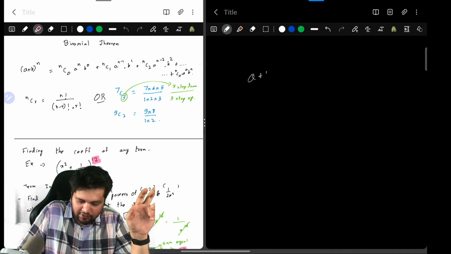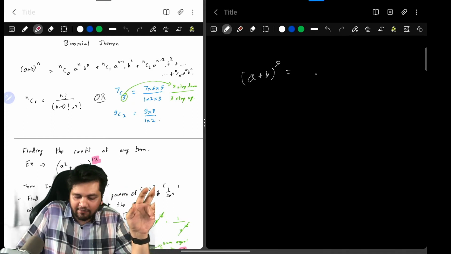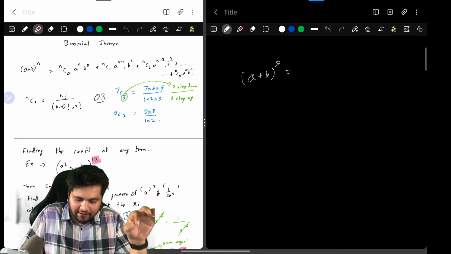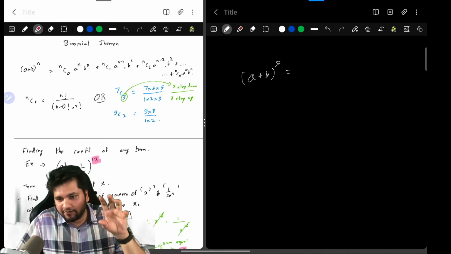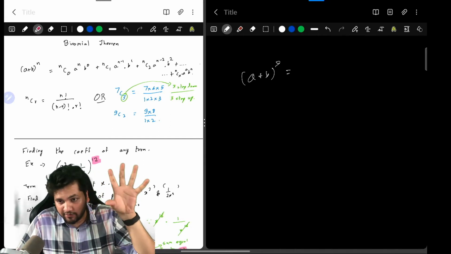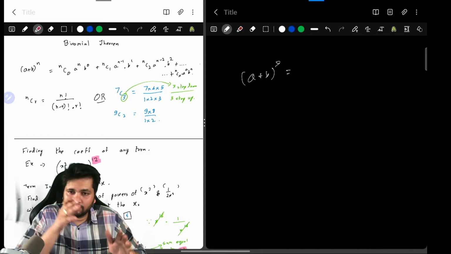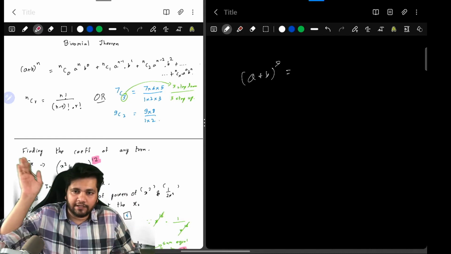let's say, a plus b to the power of 5, then definitely I'm gonna get 6 terms. Okay, I'm gonna get 6 terms. First thing. Second thing, what we will do, we will start with the highest power of 5, I mean highest power of a, and then we'll slowly decrease it. Similarly, we'll start with the lowest power of b and we will slowly increase it.